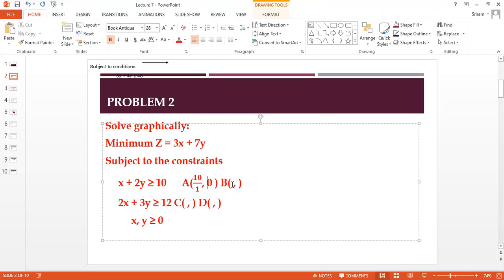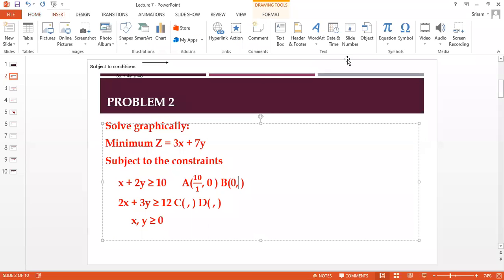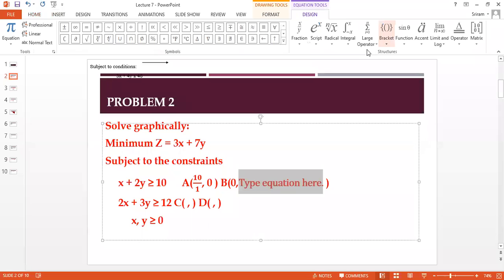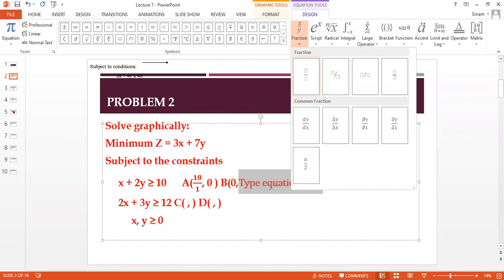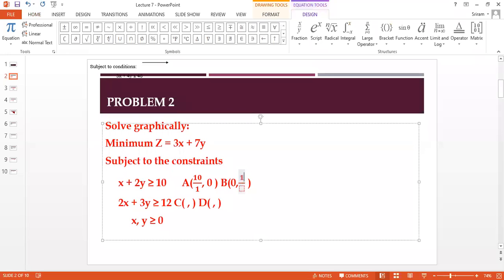In the same idea, for B, we take the x value as 0 and find the value of y. We take the right hand side and divide by the coefficient of y. What is the coefficient of y here? It is 2.